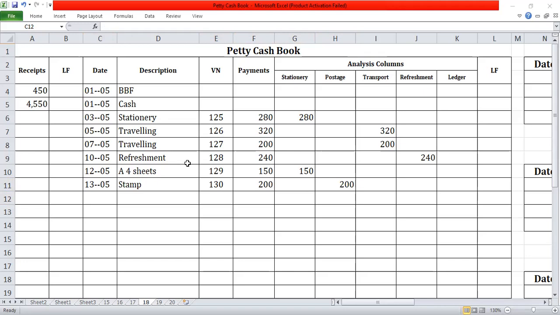Then 15th May. It is for postage. 131 is the voucher number. Amount 310. You can directly analyze that under the postage column. Okay.